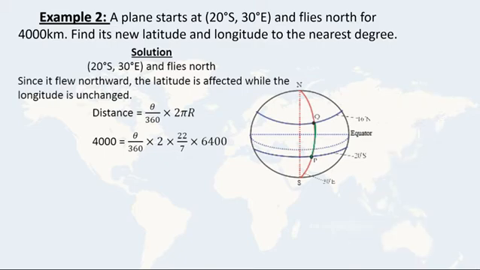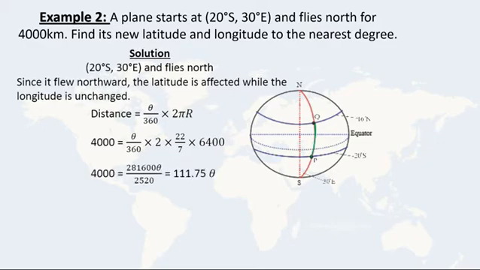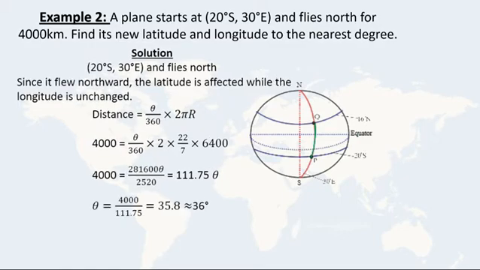If you multiply 22 and 6,400, you will get 2816 with 2 zeros, with our theta. If you multiply the denominators, 360 and 7, that is 2520. Now, dividing the numerator and denominator, we get 111.75. Remember, we also have a theta there. Now, our theta will simply be 4,000 divided by 111.75, and that is 35.8 degrees. If I should approximate that, that is 36 degrees.